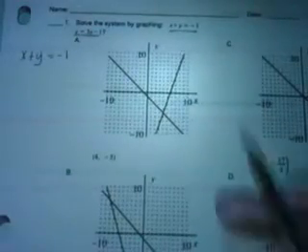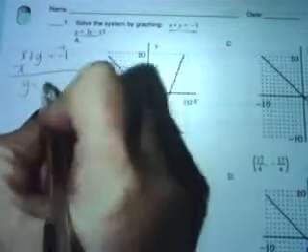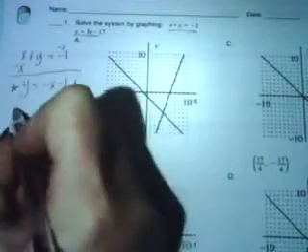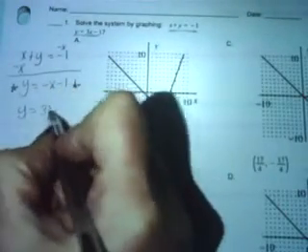So here's our 2 equations. I'm going to rewrite the first one over here where I have enough room. How do we get y by itself? First step is to subtract x from each side. That's going to leave us with y equals negative x minus 1. Our second equation is y equals 3x minus 17.